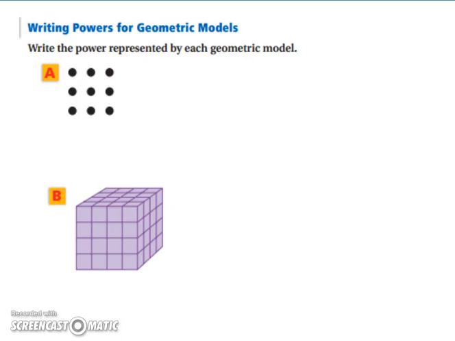Let's look at writing powers for geometric models. Write the power represented by each geometric model. Well, if we look at this one, we have a set of dots that is 3 by 3. So if we're going to multiply, we have 3 times 3, which would be 3 squared.